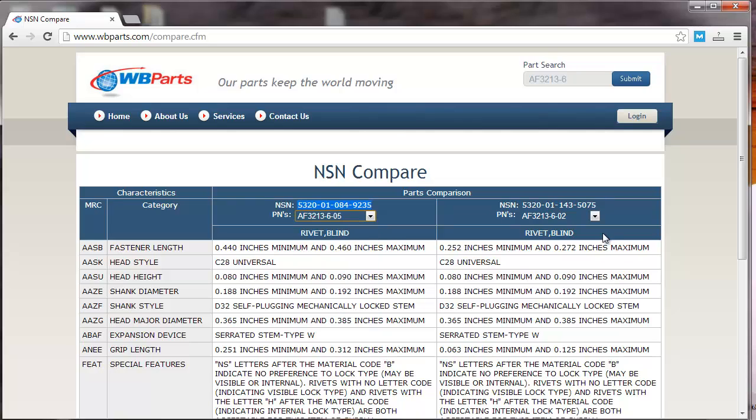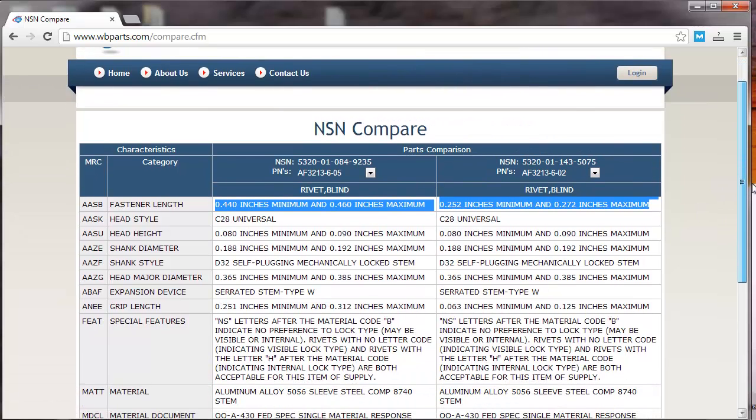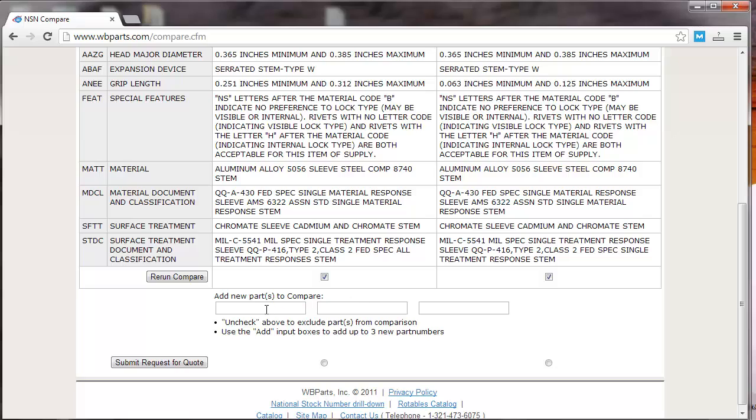So we are letting you select the part number, the manufacturing part number, and really that's there in case you want to print this off, or it could be that you really recognize the part not so much by the national stock number but by the manufacturing part number. So we can list it all here, and I can see based on the technical characteristics where these parts differ and where they're the same. So I can see the fastener length is different, the head height is the same, the shank diameter appears to be the same, and all the way down through this list I can see where my part is the same and where it's different.